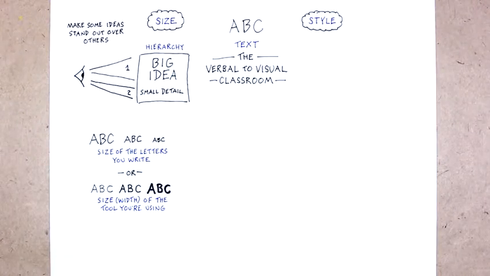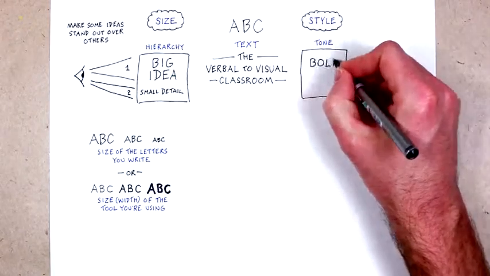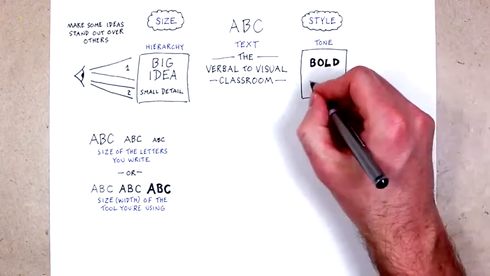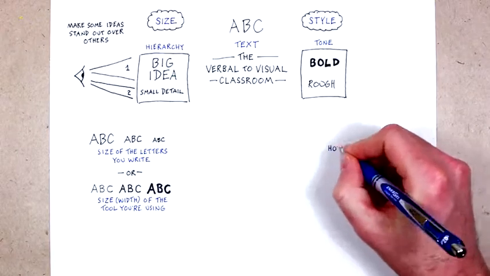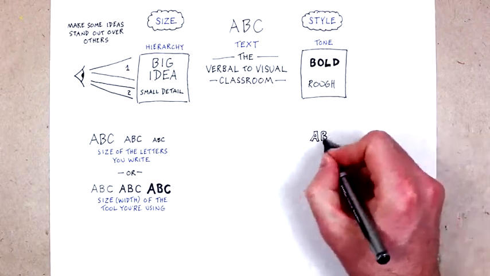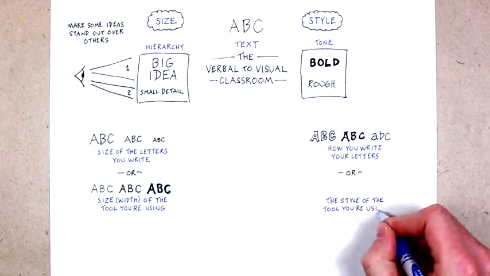By being a bit intentional about the style of your letters, you can express the tone of an idea, showing that it's a bold idea, or maybe a rough idea, or whatever other tone you would like to get across. As was the case with the size of your words, there are similarly two ways to achieve different styles of text. The first is by varying the way you write those letters, and the second is by, again, varying the tool that you are writing with.